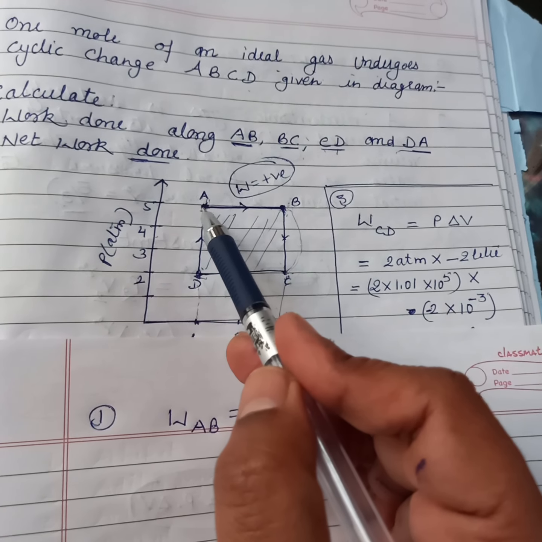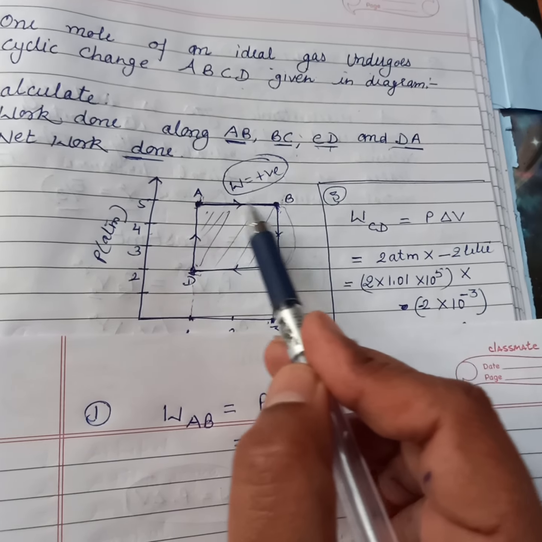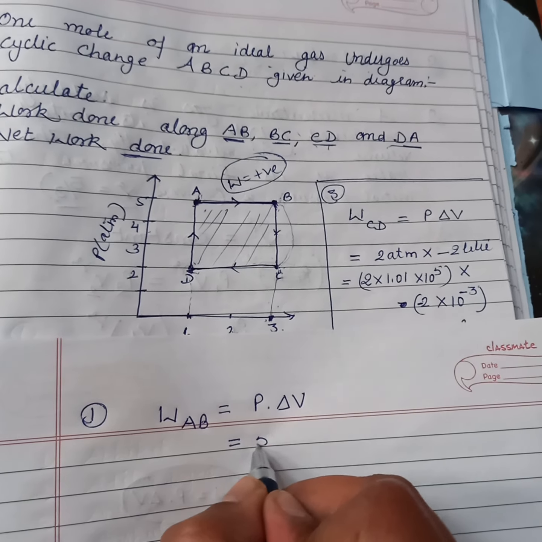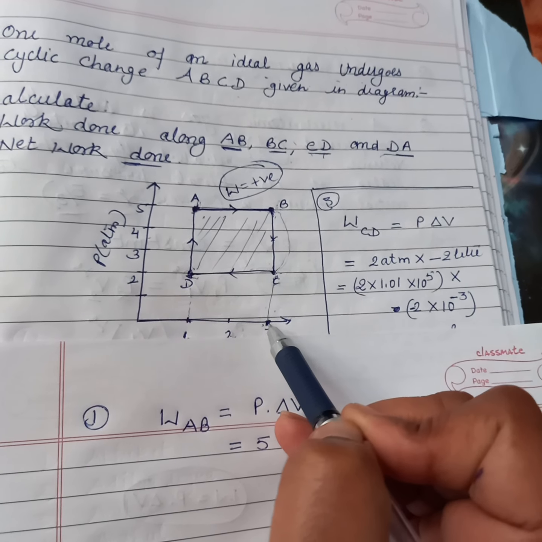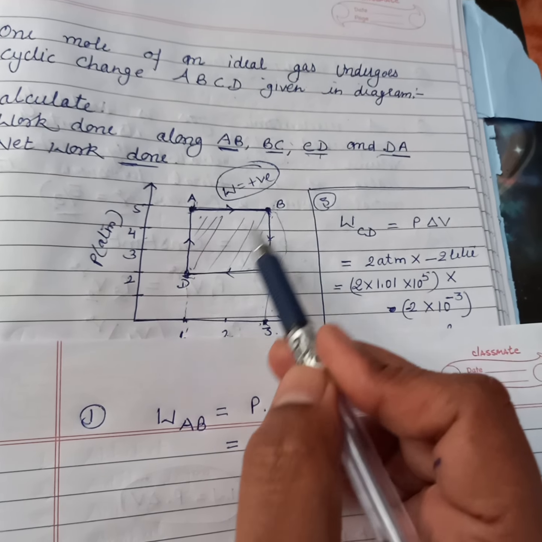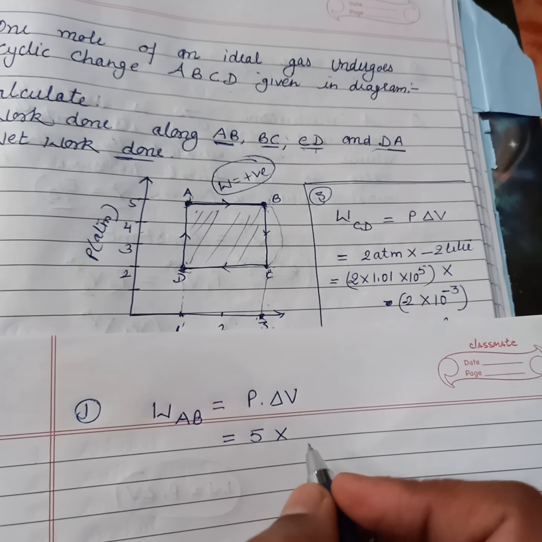In AB, how much pressure is performing the work? That is 5 atmosphere. The pressure is 5 atmosphere. And change in volume, how much change in volume here? Here the volume is 3 and here the volume is 1. So the change in volume from A to B, how much takes place? 3 minus 1 is equal to 2.